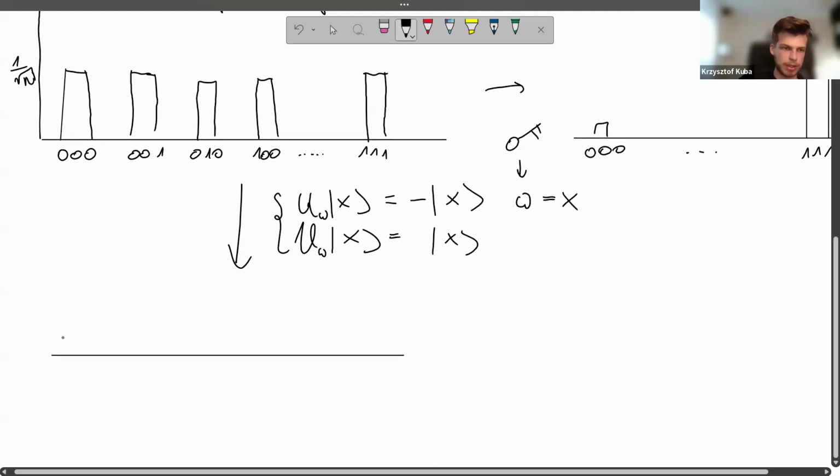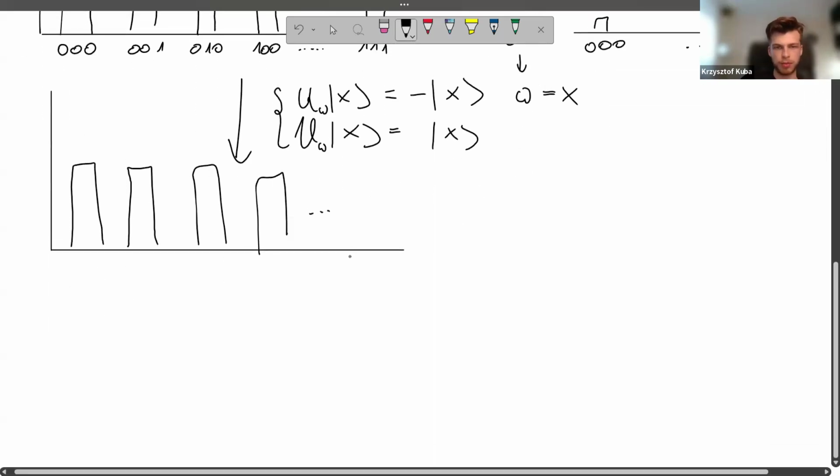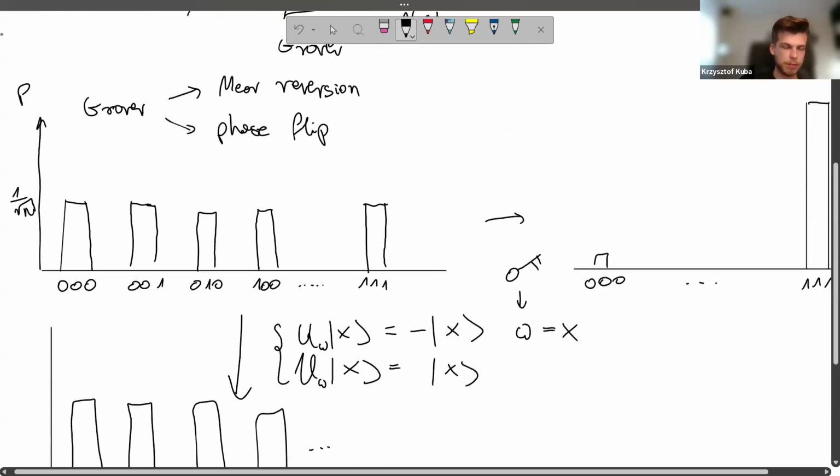So with this histogram representation, you will now have a histogram with all the values unchanged, except for the last value, which will have a negative sign. Maybe it shouldn't be probability, but should rather be amplitude.